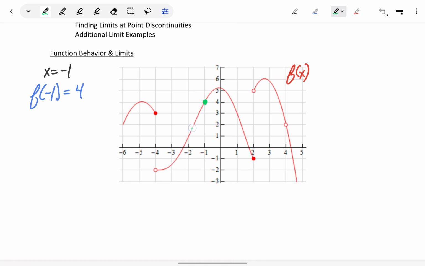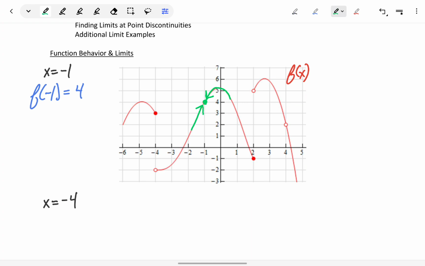And furthermore, we could look at what happens as we trace along our curve, specifically from the left. As we do that, we get closer and closer to that function value of 4. And as we trace along our curve from the right, again, we get closer and closer to that function value of 4. At a glance, you can probably tell that that same type of behavior won't be consistent at all the points we're going to consider. So let's look at what's happening at x equals -4, or near x equals -4.